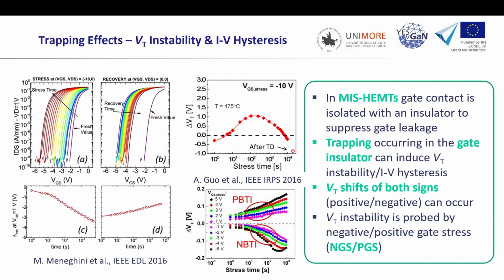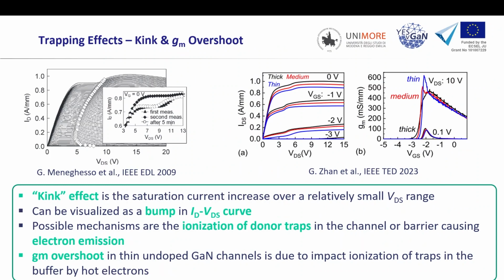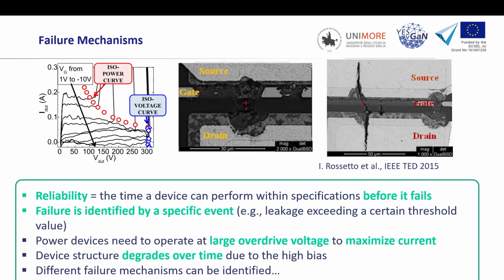This instead, I think, they are also MIS-HEMTs. So yeah, there's a lot to say, and I will come back to this as well. These are also other effects that are somewhat, let's say, less important than the other ones. So I might just skip them.